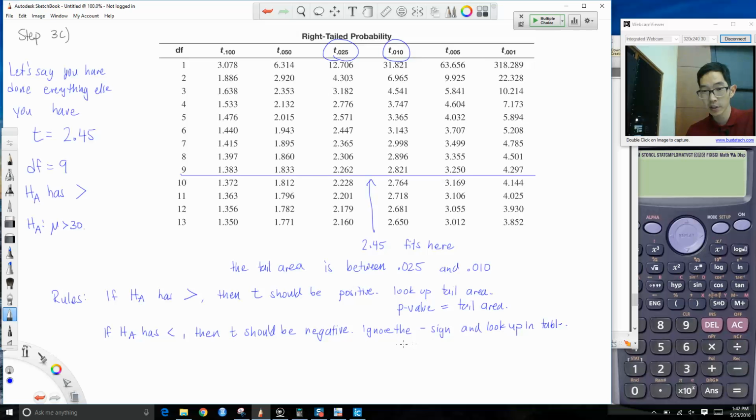And again, here your p-value will be equal to your tail area. And so your tail area will almost always be in some kind of range. And lastly, if the alternative has a not equal sign, then the sign of t doesn't matter. Just look up t in the table. Ignore the sign, whether it's positive or negative. And here the p-value is equal to 2 times the tail area.